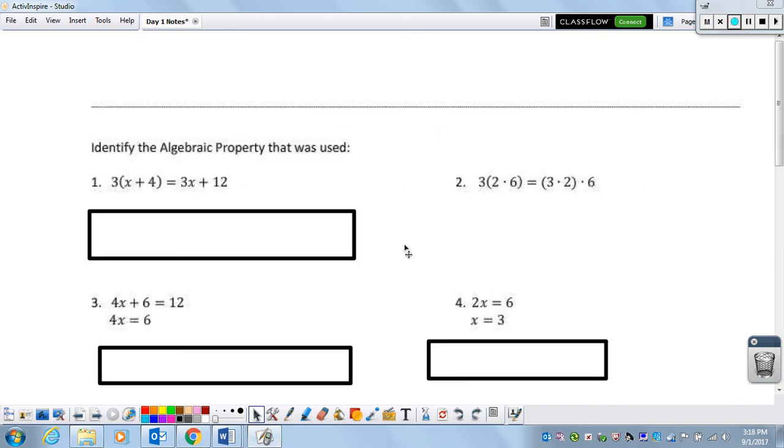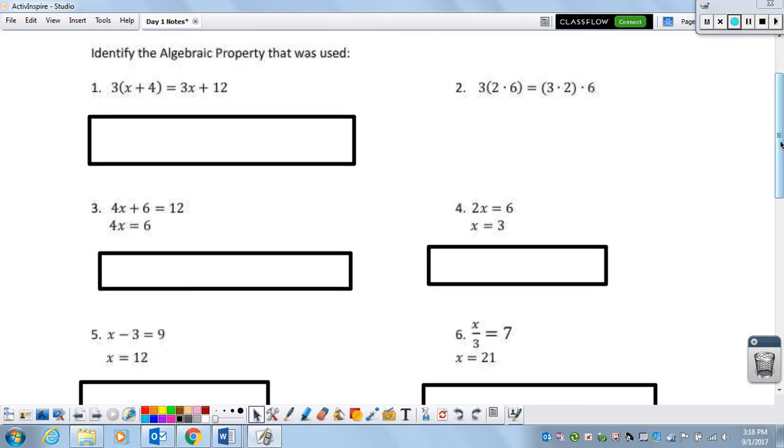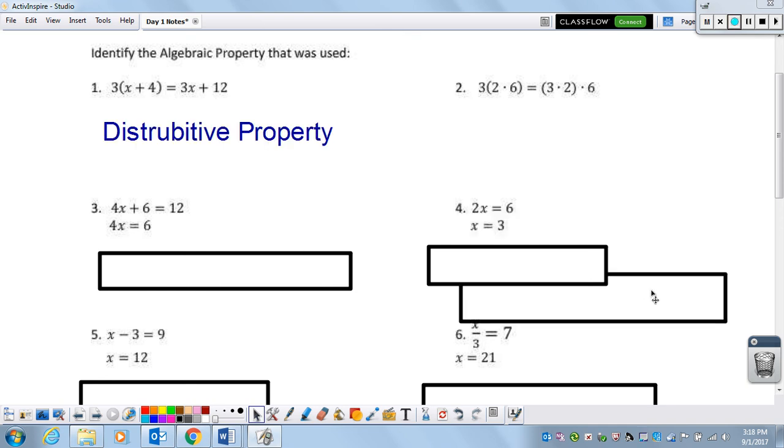If you turn the page, we're going to look at some problems here and see which property was used. We'll see how we do on these. I think you guys will be pretty good. So number 1 tells us 3 times the quantity x plus 4 equals 3x plus 12. What property are we using there? That's right, it's the distributive property.